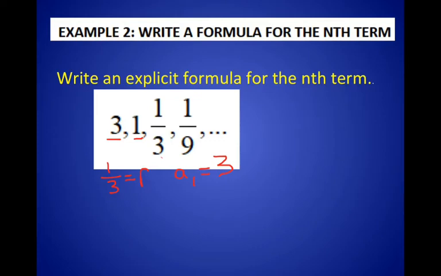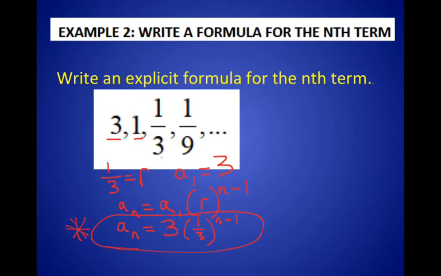So I go right to the formula. I'll write the formula again. A sub n equals a sub 1 parentheses r raised to the n minus 1. Okay, so now I start plugging in my numbers, the two numbers that I figured out here. So the first term is 3. The common ratio is 1/3, and then I'm raising it to the n minus 1. So that right there is the explicit formula for a geometric sequence.